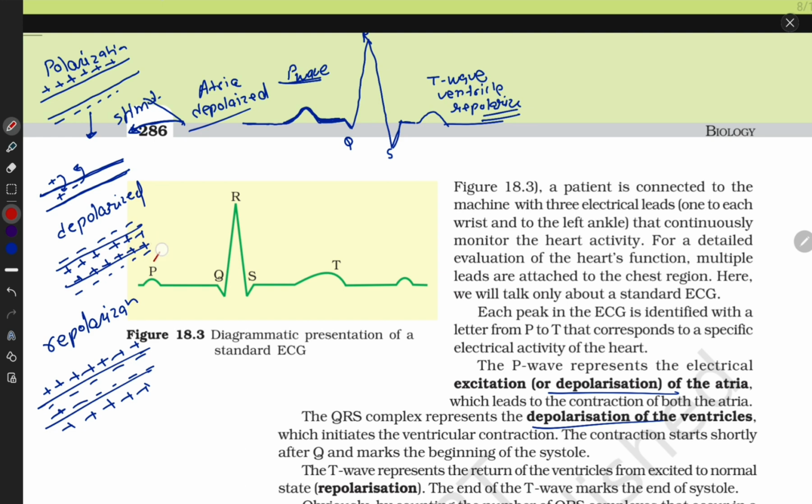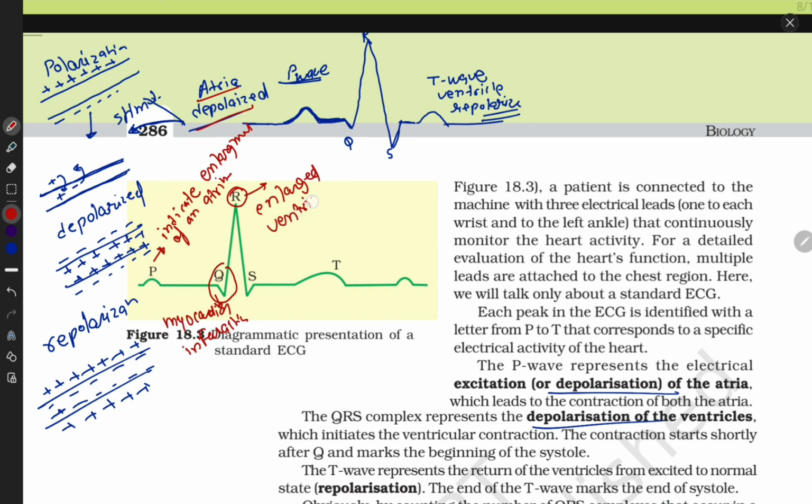Here, what does the P wave indicate? Yes, atria depolarized, but it also indicates enlargement of an atrium. And what does Q indicate? Because it's down. It indicates any kind of myocardial infarction, means we can say heart attack. This peak, the R peak, indicates an enlarged ventricle. Clear, guys?